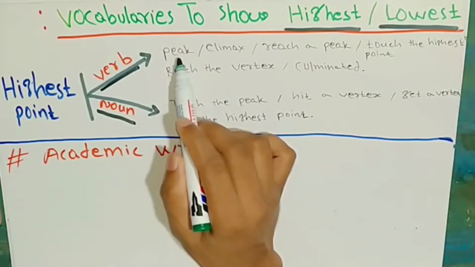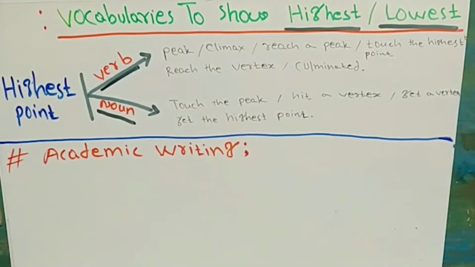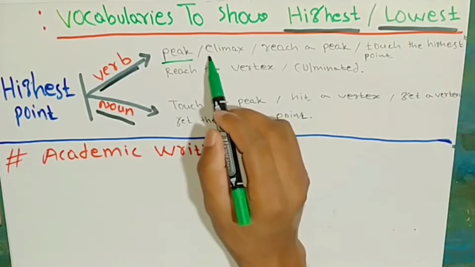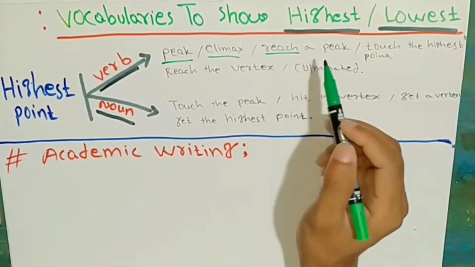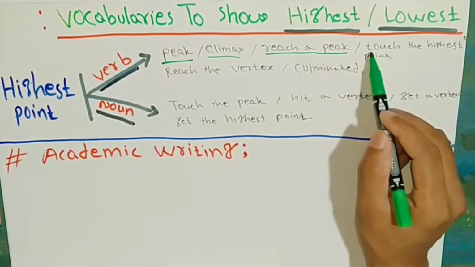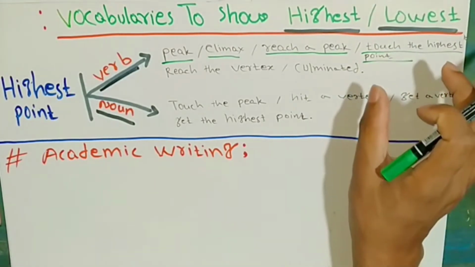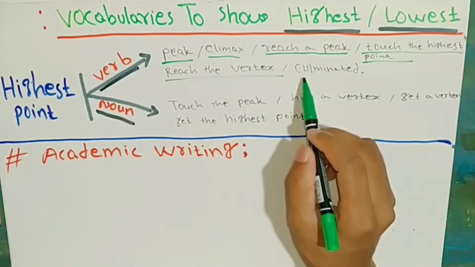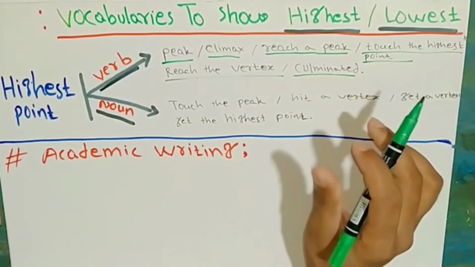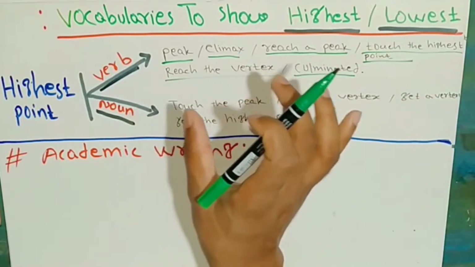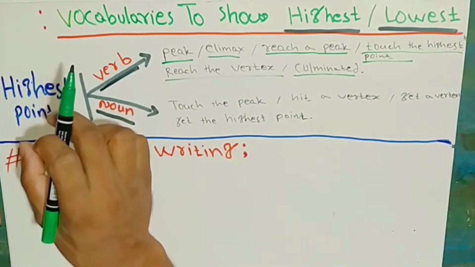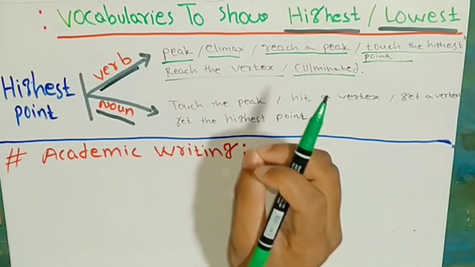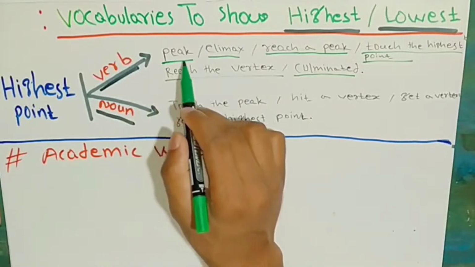We have peak, right? We have climax. We have reach a peak, touch the highest point. These are phrasal verbs, right? Reach the vertex and culminate, right? So these words are used instead of highest point. If you want to show the graph is at the highest point, then you need a word to write as a verb, then you can use these words, right?